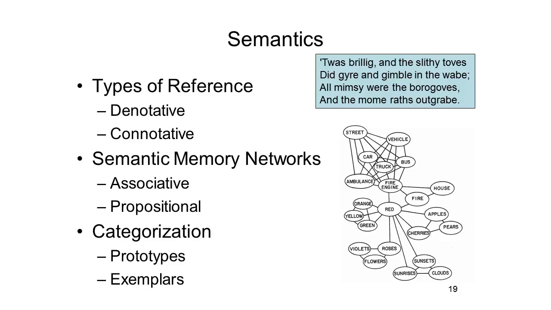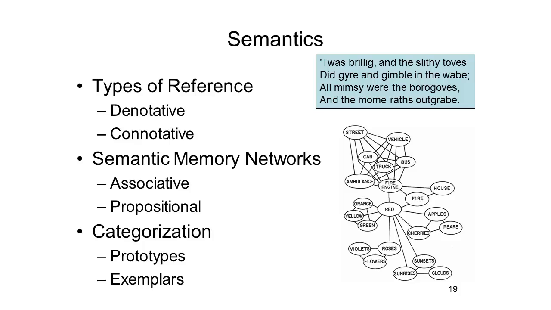"'Twas brillig, and the slithy toves did gyre and gimble in the wabe. All mimsy were the borogroves, and the momraths outgrabe." We can get some sense of that from just the syntax, but we have no idea what brillig is and what toves are and in what respect they're slithy and what a borogrove is and what it means to be mimsy.